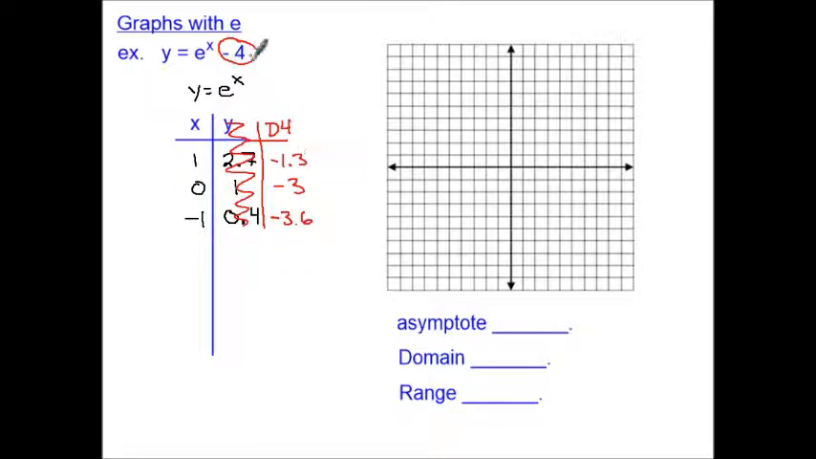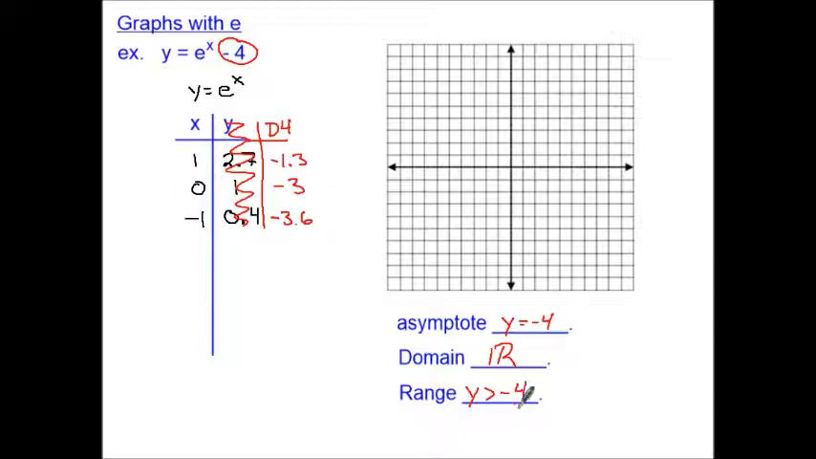Okay, the negative 4 means my asymptote is down now at negative 4. My domain, as per usual, is going to be all reals, and then my range, since my asymptote's down at negative 4 and I'm going to be going up from there, is going to be y greater than negative 4.